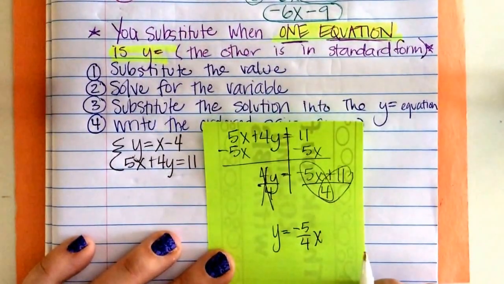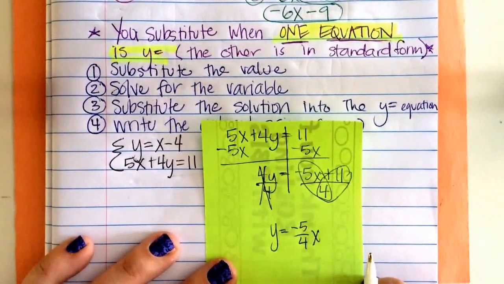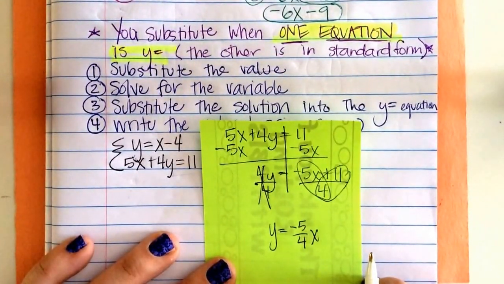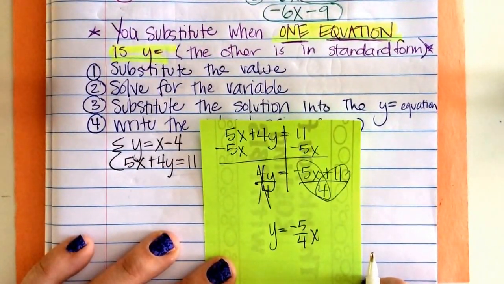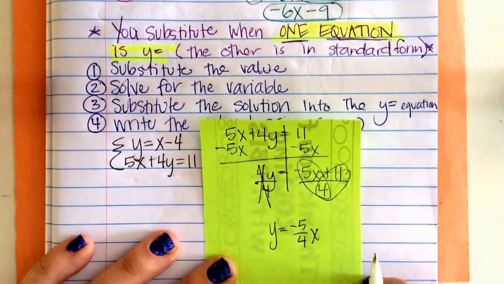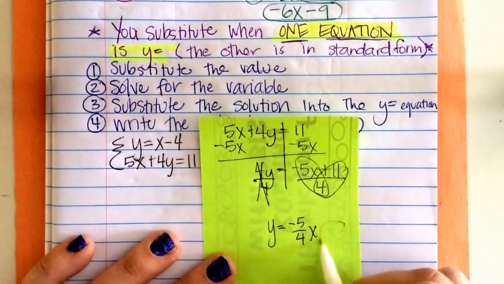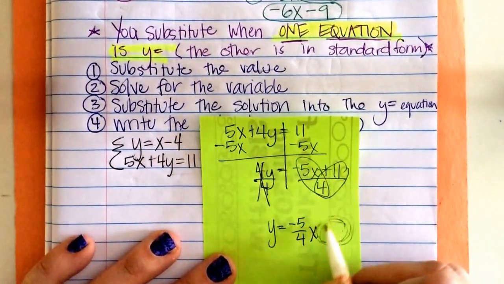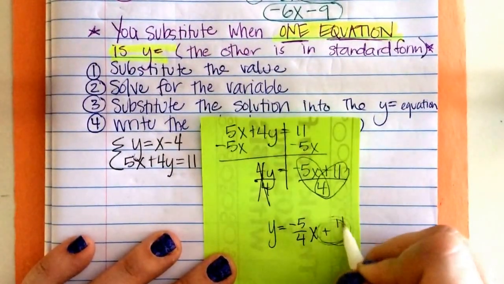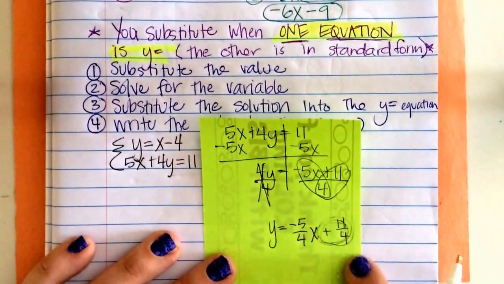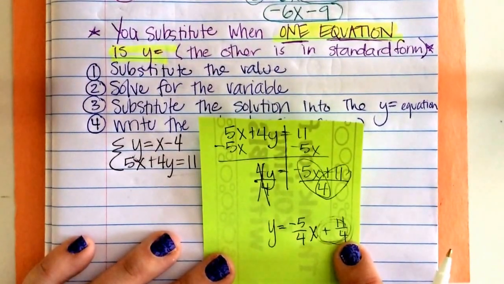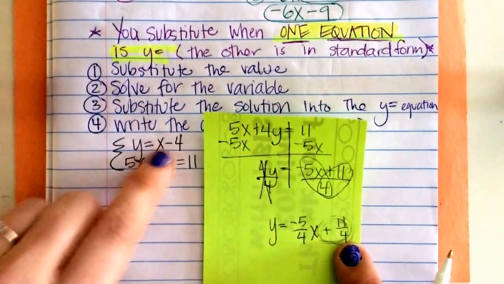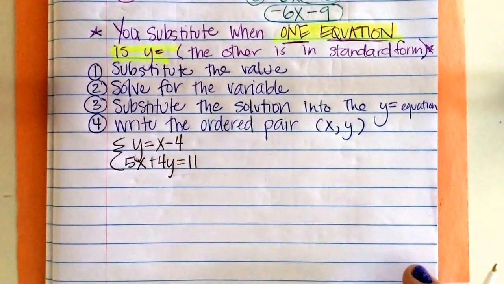What's 11 divided by 4? 11 over, do you know how to graph 11 fourths? Have you ever had a fraction right here? No, we've never had a fraction right here. This is why we cannot graph this problem. We have to use substitution.